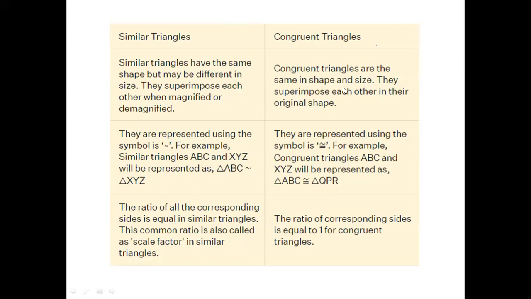The ratio of all corresponding sides is equal in similar triangles. So the ratio between the sides is equal, as we saw in the previous exercise. And the ratio of corresponding sides is equal to 1 for congruent triangles. That means the sides are equal, so the ratio is always going to be 1 because the sides will always be equal. Okay, that's the last one.